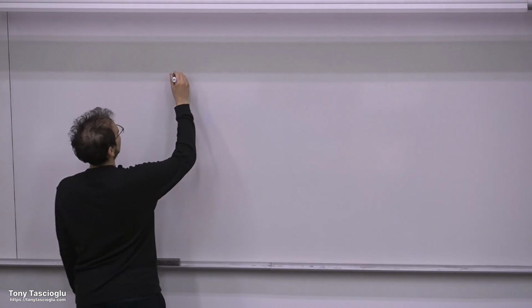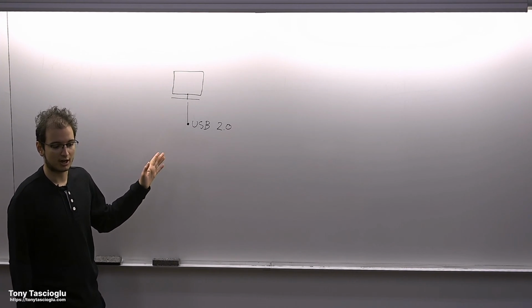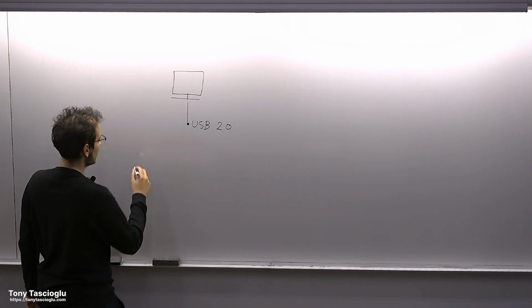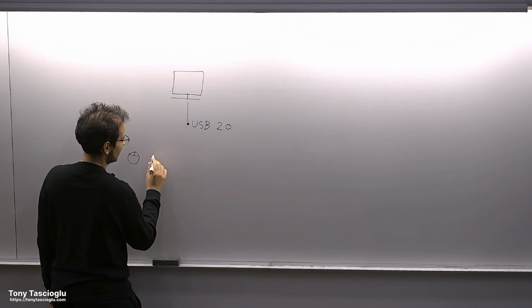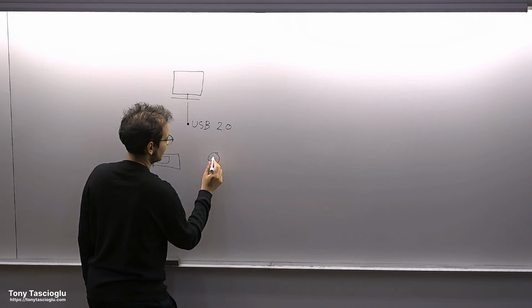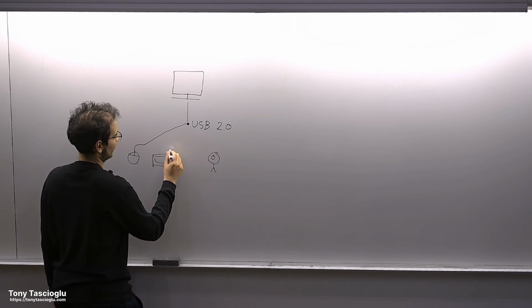Let's say I have a main computer. So let's start with USB 2.0 for simplicity, and then we'll talk about 3.0 later. But say this computer has a single USB 2.0 root device. Say I want to then connect a mouse, a keyboard, and say I also want to connect a webcam. All of these are going to connect to the single USB 2.0 root.